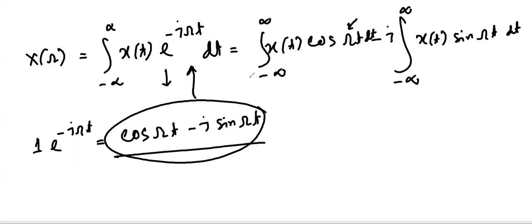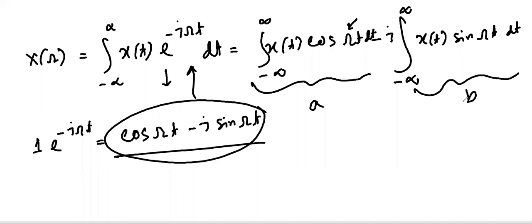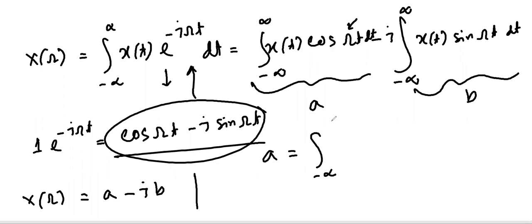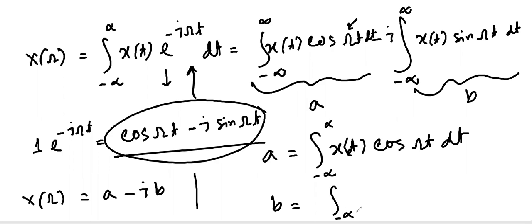So now we have two parts in our equation. Let's say this is a and this is b. So we can write X(omega) equals a minus jb, where a is the integral from minus infinity to plus infinity of x(t) cos omega t dt, and b is the integral from minus infinity to plus infinity of x(t) sin omega t dt.